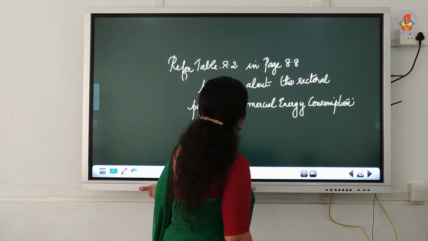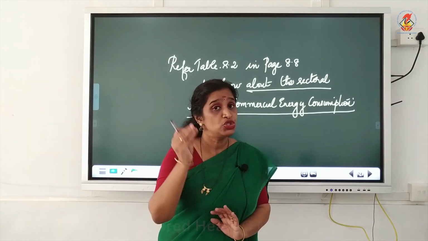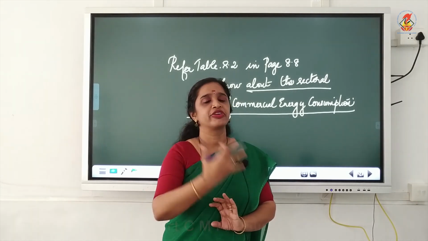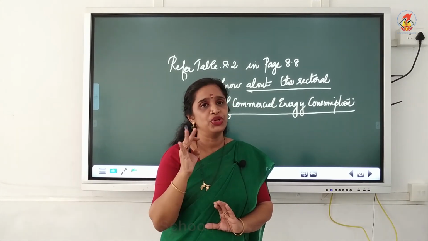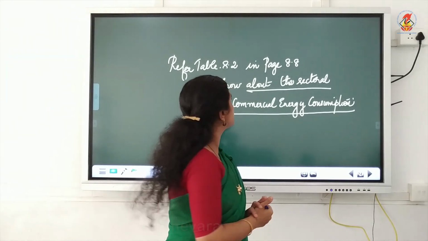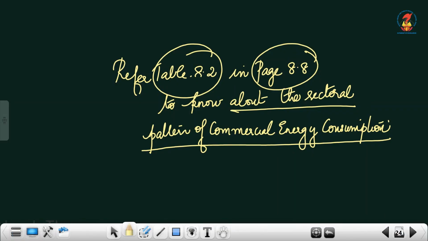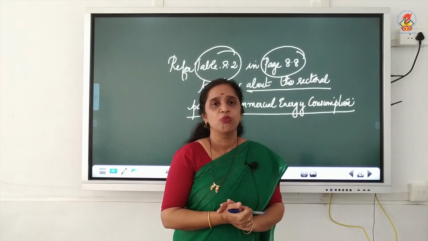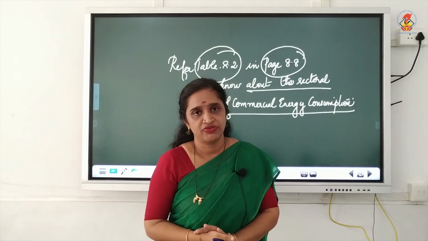So for the proper understanding of the sectoral pattern of commercial energy consumption in different sectors, how energy usage is done, to get information regarding the use of energy in different sectors, you need to go through a table which is given in your textbook on page 8.8. The table number is 8.2. After going through the table, please make an analysis of which sector is using more energy resources, which sector is using less energy resources, and make a comparative study of the same.